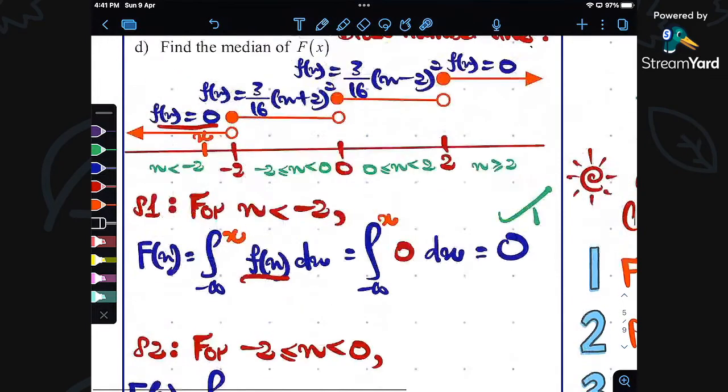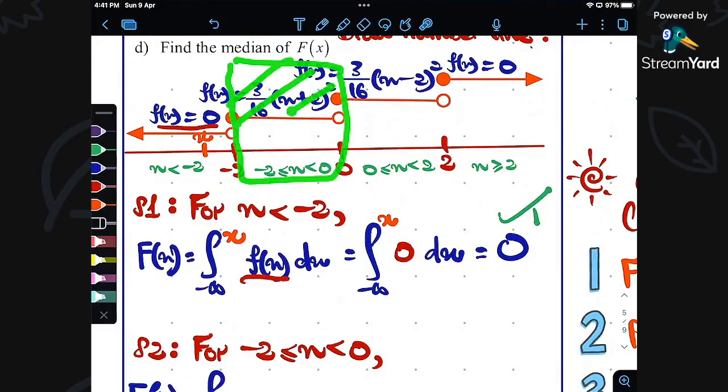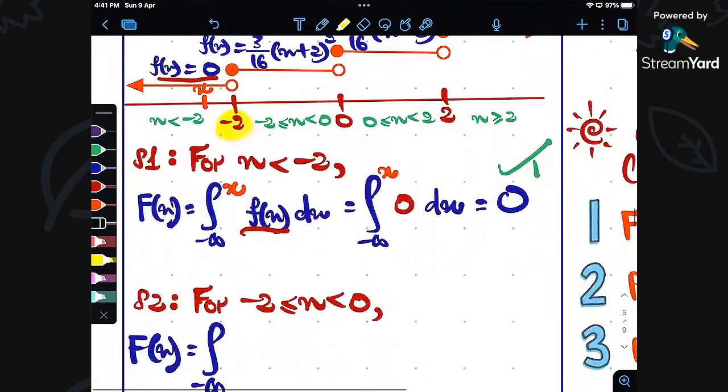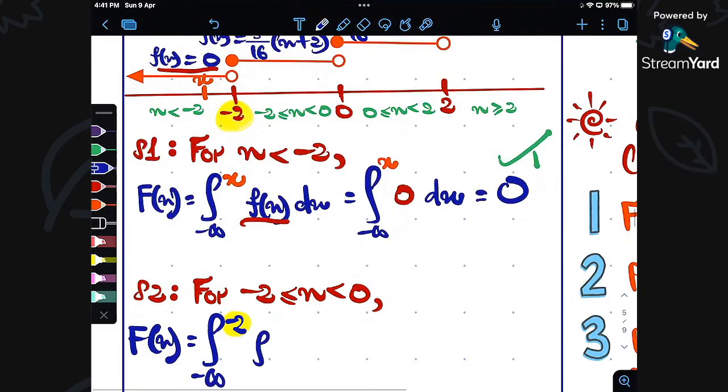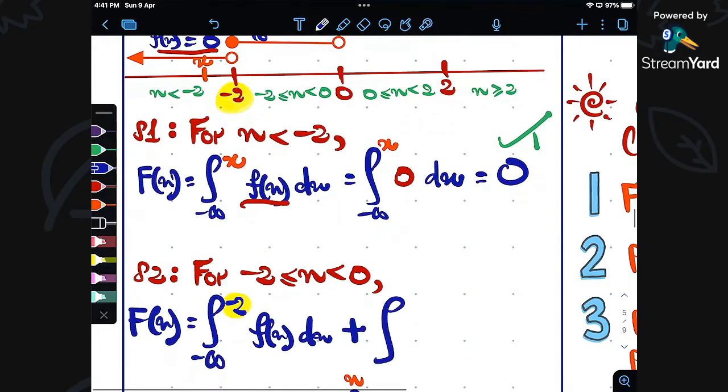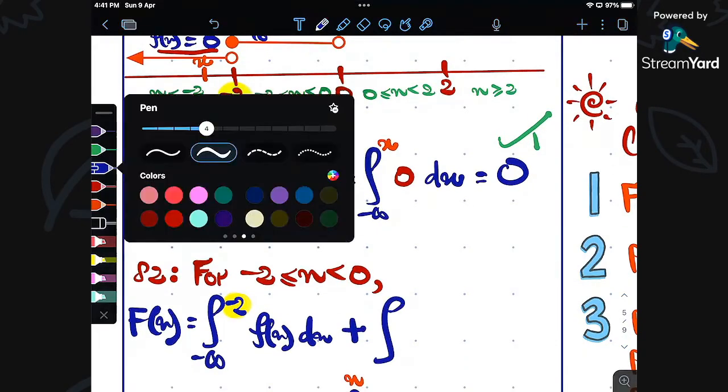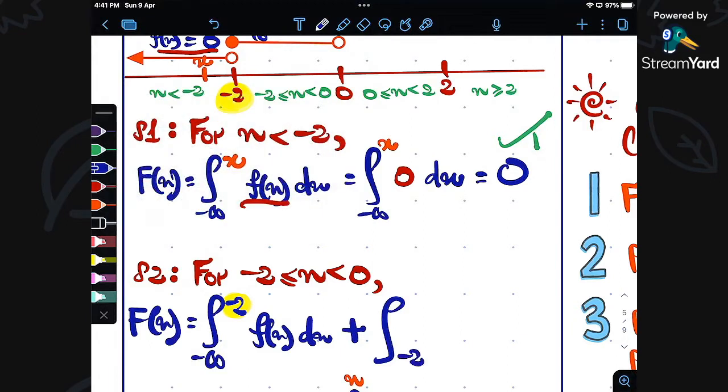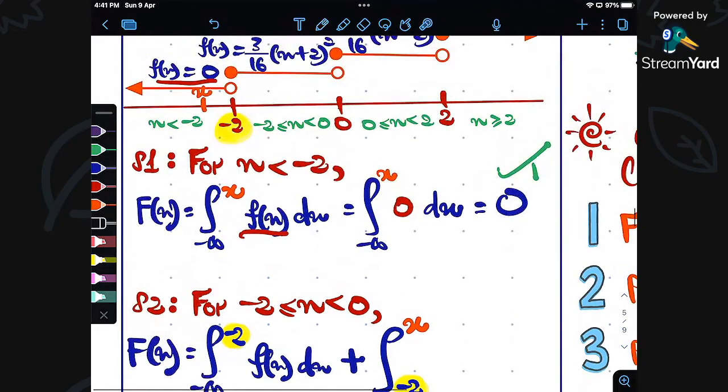Always start with -infinity until where? In order to go to the second region here, we will pass through the number -2. So we will write the -2 over here because we have passed through the -2. And then we write down the fx, and then we plus it. We cannot stop there. We plus it from the negative 2 as well. We continue from the negative 2 until x.